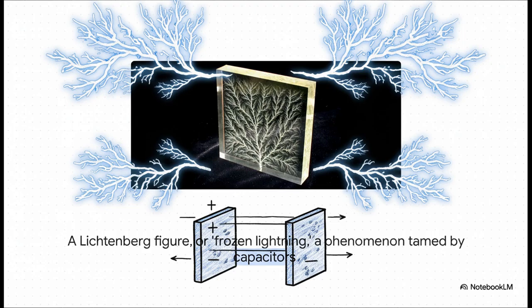Okay, let's just start with this incredible image. What you're looking at is a Lichtenberg figure, which is basically fossilized lightning trapped inside a block of acrylic. This is the raw, chaotic power of separating charge and then letting it all go at once. Our goal today is to understand the device that was literally designed to tame this energy, the capacitor.